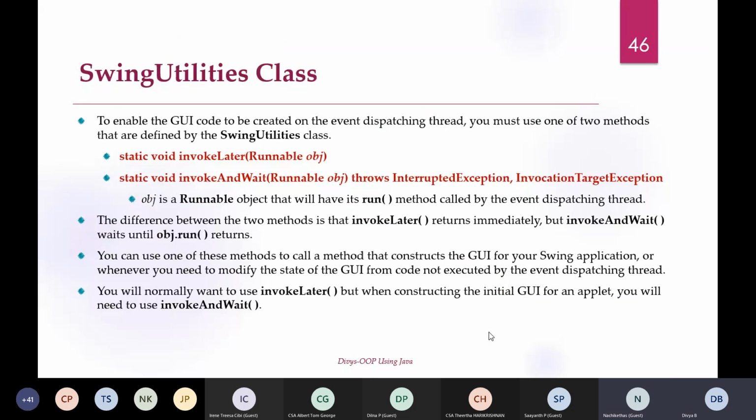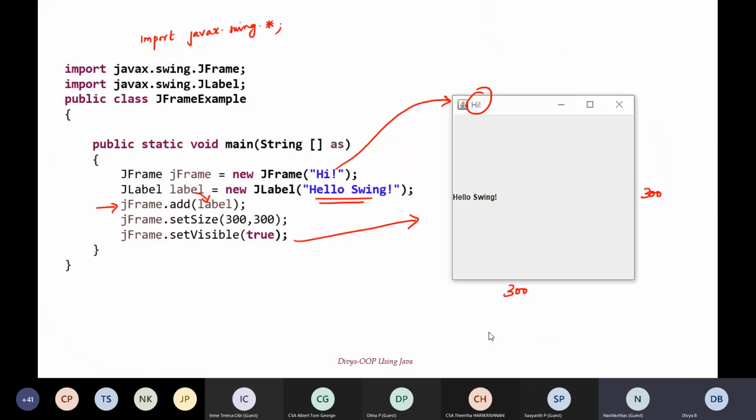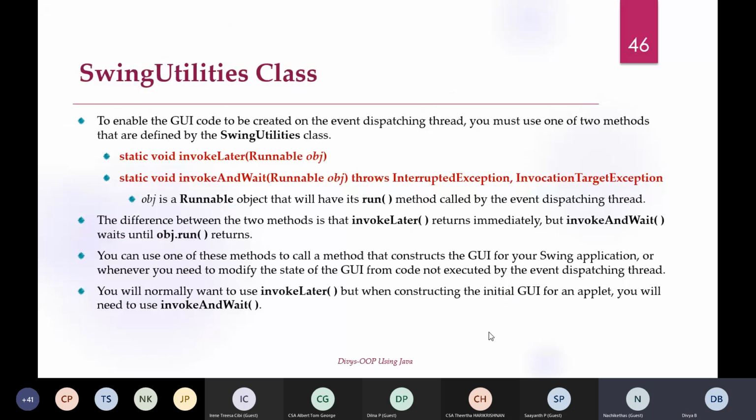You know that there is something called the main thread, right? In the previous program, the GUI part is also done by that same thread. I don't want that to happen. I want to use a different thread for the GUI. I want it to be done by the event dispatching thread. You can either use this, which is there in the SwingUtilities class.